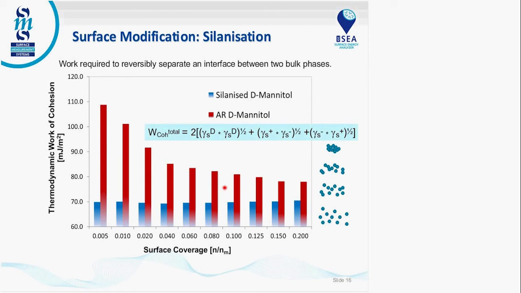So this is predicting from the surface energy value that the silanized mannitol, which has a lower surface energy, should have lower cohesive forces or better powder flow, whereas the as-received mannitol had a much higher surface energy across the surface coverage range. This may have problems with powder flow. So this is predicted from the surface energy values.